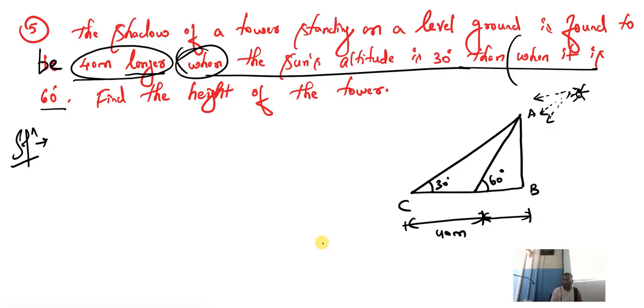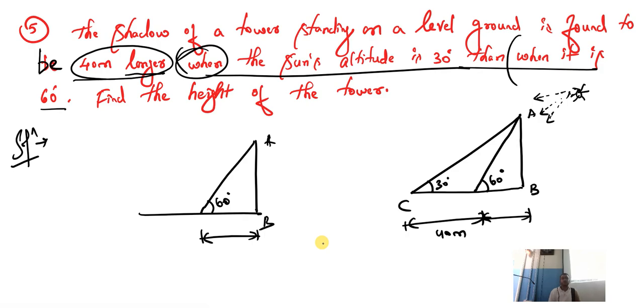See here, again I will tell you. This is my building. First it is telling the sun's altitude was 60 degree. This is the question. Some shadow was there. First, when the sun's altitude was 60 degree, this was the length of the shadow. Now, when the sun's altitude became 30 degree, the length became 40 meters more than what it was earlier.